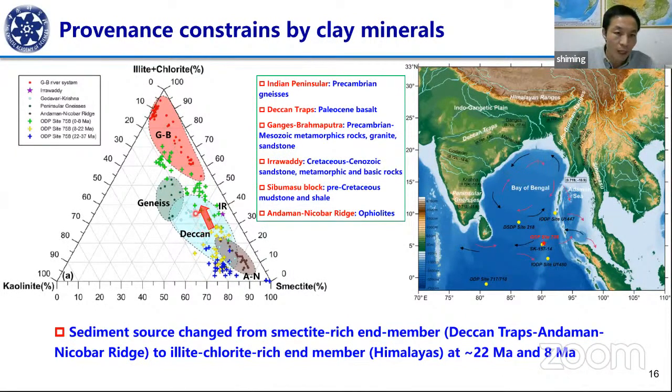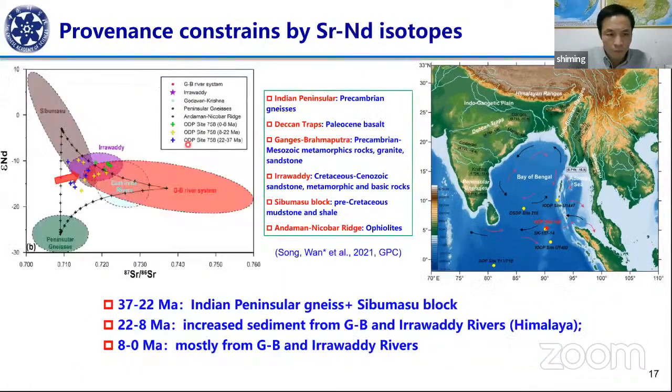So we can see from our data, the blue one, the yellow one, and the green one, these sediments go from older to younger. And we can see that the sediment source changed from smectite rich end members, the Deccan Traps end member and the Andaman Ridge end member. And the younger sediment overlaps more with the Ganges-Brahmaputra river system, the Himalayan source river system. So the sediment source is very clear: from the Indian Deccan to the Himalayan source rivers through the studied time.